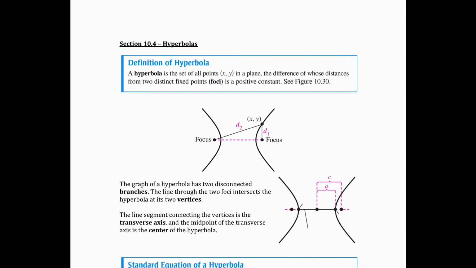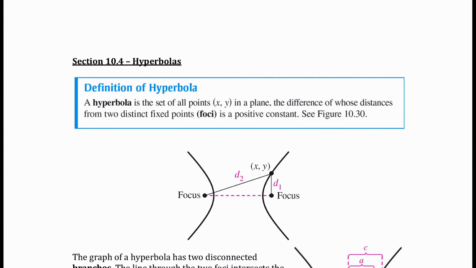Our third shape for the conic sections is the hyperbola. So the definition of a hyperbola is the set of all points x and y in a plane, the difference of whose distances from two distinct points, the foci, is a positive constant.